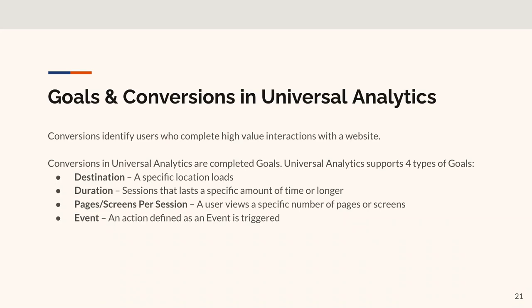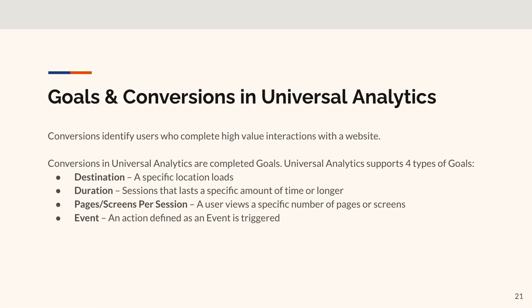So in Universal Analytics, each property, or each view technically, could have your own goals configured, which would allow you to track conversions. Did this website convert? And Universal Analytics supported 4 types of goals. Destination, which is this specific page loaded, and that allowed you also, with that specific type of goal, to establish an expected funnel path to get to that page.